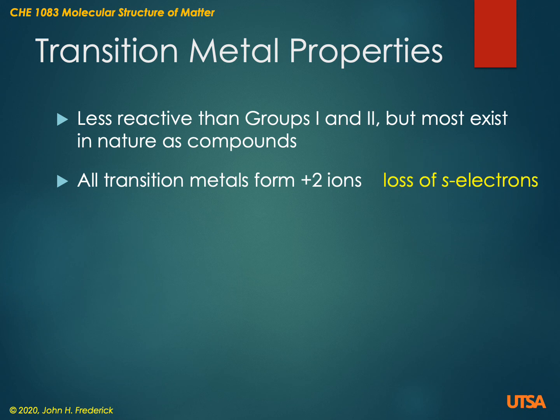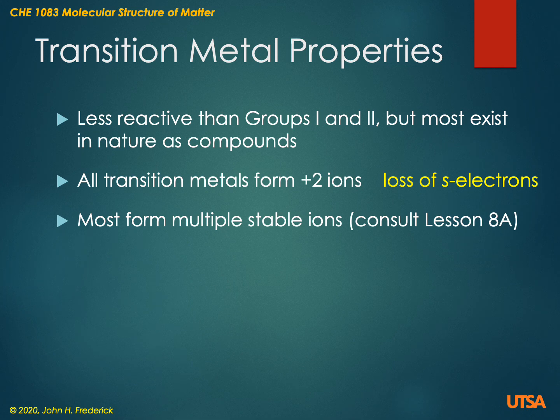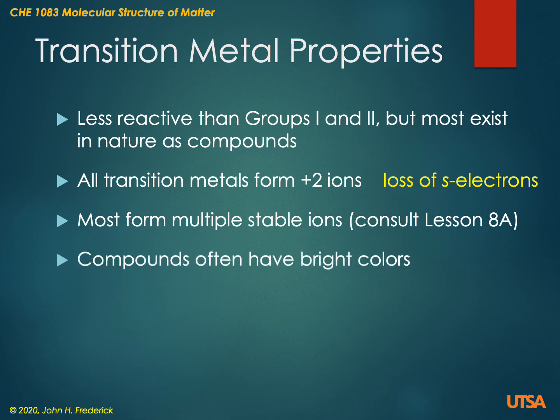Now, this really comes from the loss of their 2 s electrons. It's not from the loss of d electrons from their menagerie of different orbitals. They mostly form multiple stable ions. You'll need to consult lesson 8a to see the full list of these. But they also often have bright colors, and they exhibit magnetic properties. All right, so these are all very interesting properties that we don't find in carbon framework molecules so much.